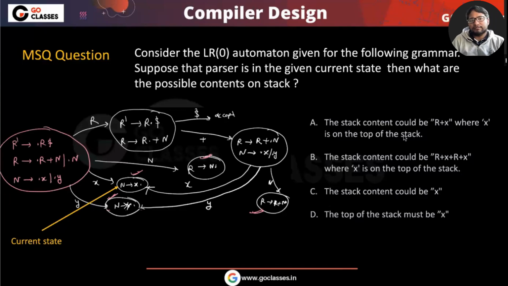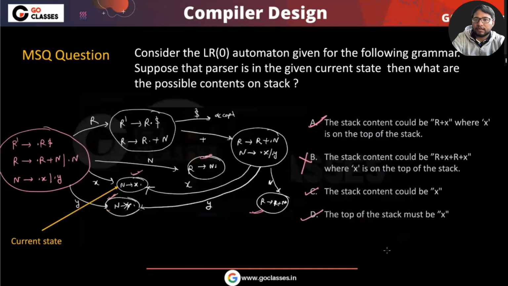So what is the correct answer? A is the correct answer. Yes. And what else? Because using r plus x, you can definitely go here. The stack content could be r plus x plus r plus x? There is no plus move defined here, so this is not the answer. Can the stack content be just x? Yes, the top of the stack must be x. So that's why ACD is the correct answer. Every one of you has given the correct answer. That's really good to see.